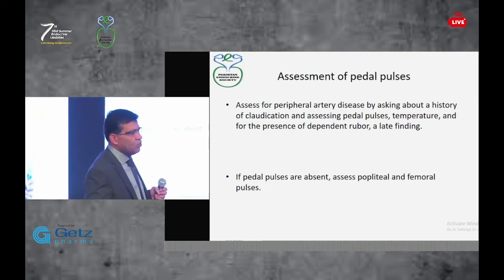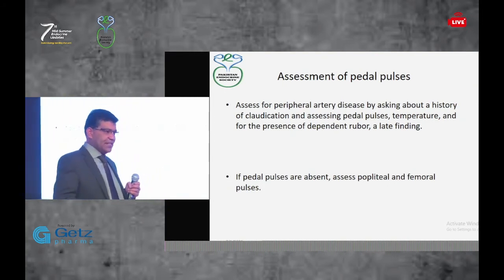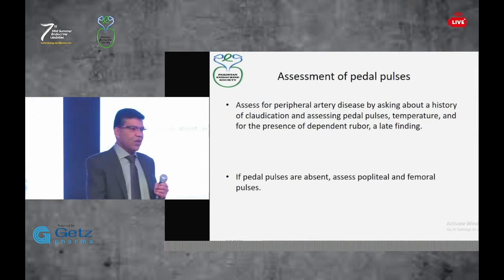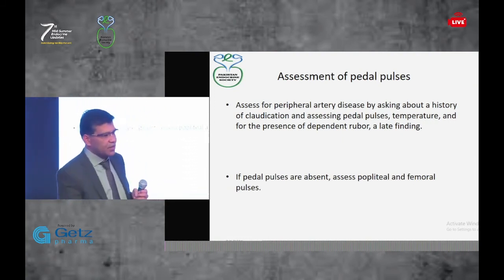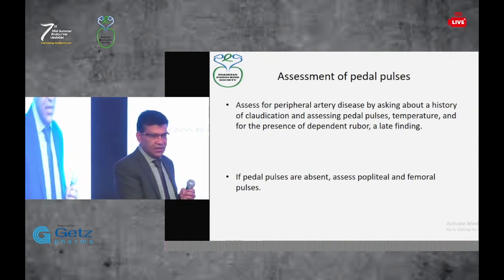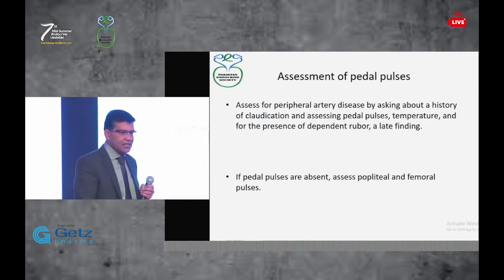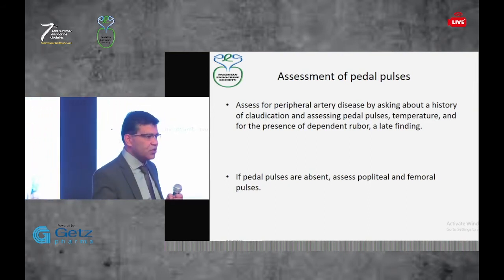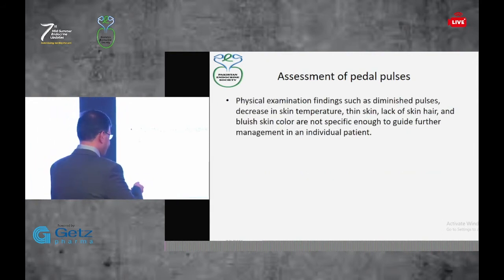I discussed that for the pulses, we take from the foot going upwards. You can find the pulse at the dorsum of the foot. You don't need to look for the proximal pulses as the circulation is coming through that. So whenever the circulation is impaired, then you should proceed proximally.